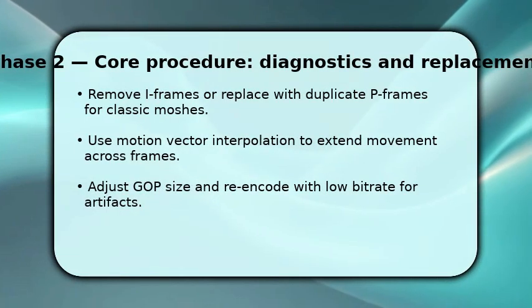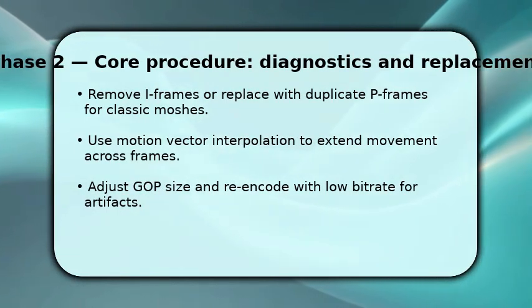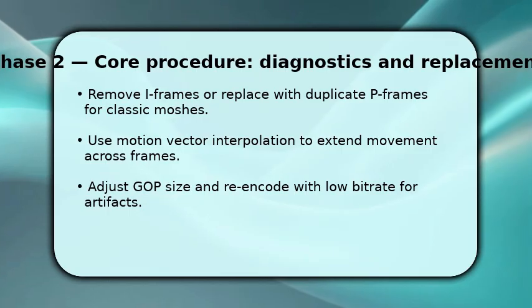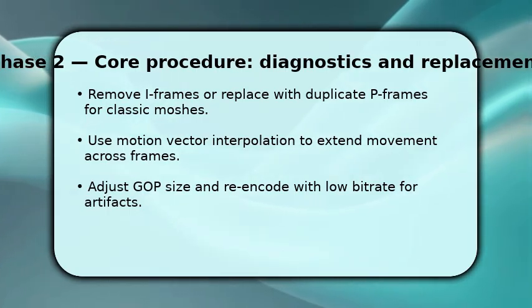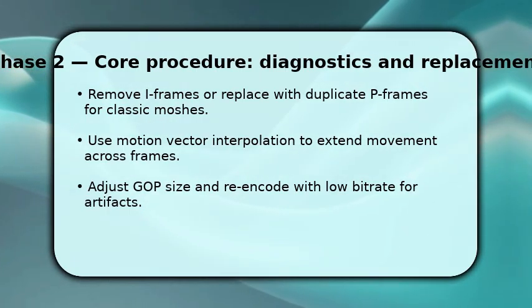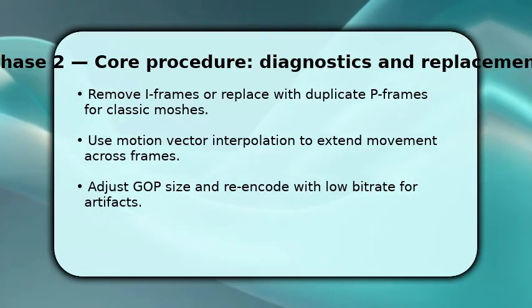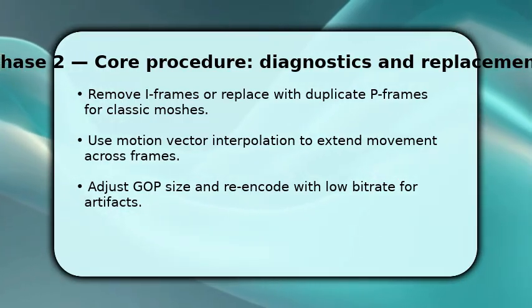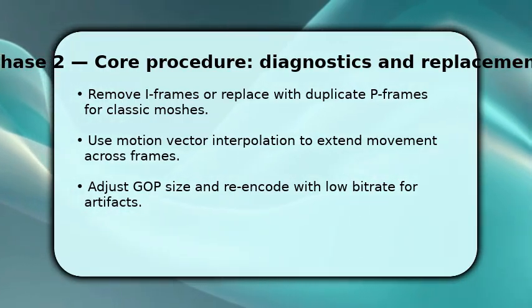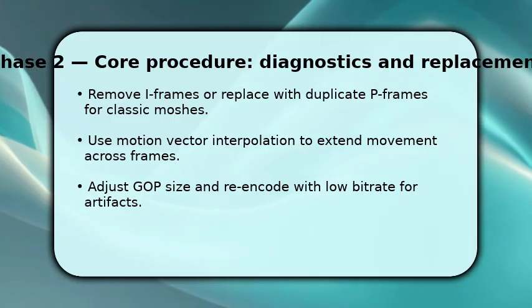You now remove or overwrite iframes to let predictive frames bleed. Do this by selecting an iframe and replacing it with adjacent p-frames, which forces temporal prediction errors. Once done, use motion vector interpolation to stretch motion across more frames. This amplifies the smeared motion effect.